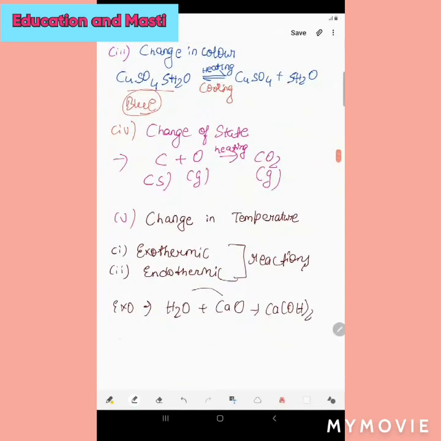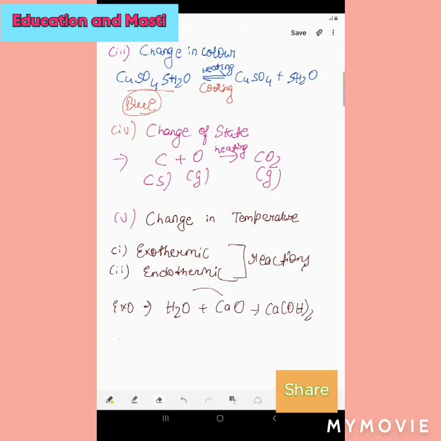Now let's understand the endothermic reaction. What is this? The reactions which are accompanied by a decrease in temperature, which absorb heat from outside, are called endothermic reactions. It means these are the reactions accompanied by a decrease in temperature. No large amount of energy is being released, and it is performed at decreased temperature. In this reaction, the substances present absorb heat from outside. So this is called an endothermic reaction.